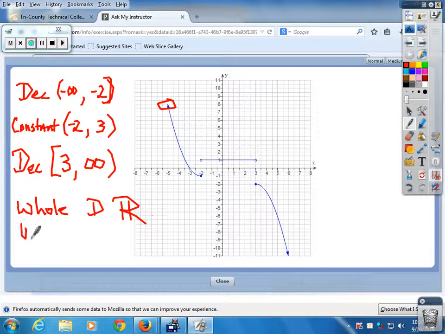The range for the whole is equal to negative infinity to -2, then from -1 to what? -1 to infinity.